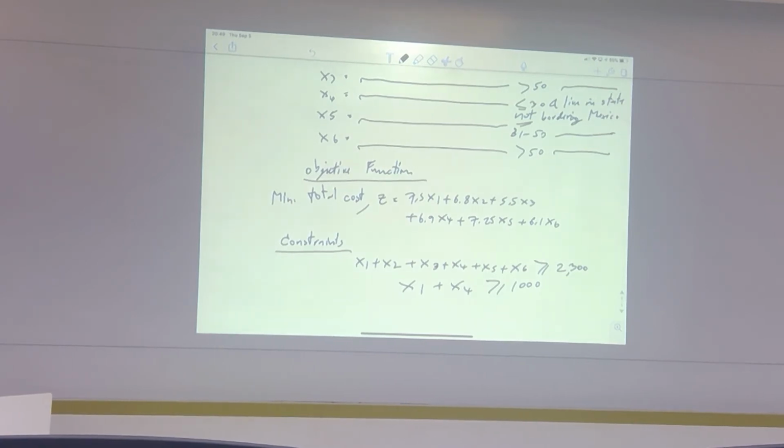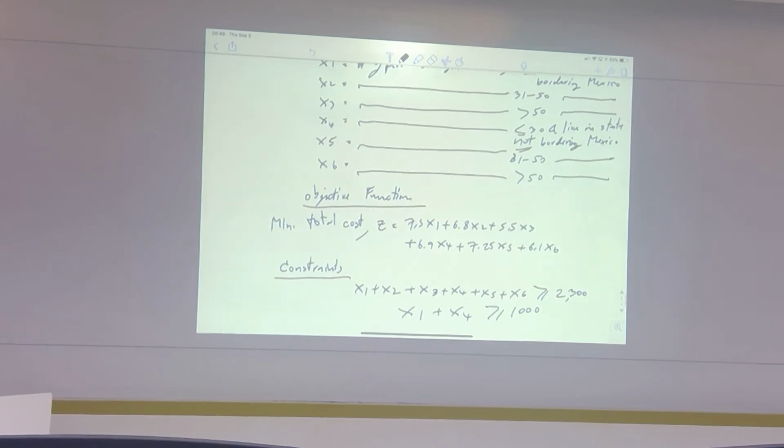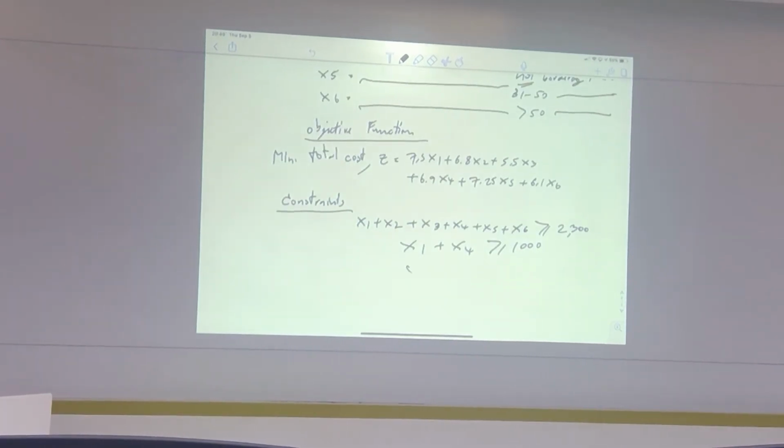And for the third one, at least 600 households whose heads are between 31 and 50 years old, quite the same, not specific about the bordering. So 31 to 50 is x2 and x5. We can have x2 plus x5 at least 600.